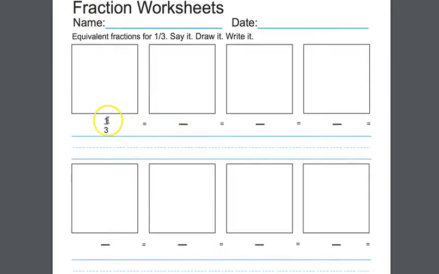So here, like say you want to do 1/3. Well, let's do equivalent fractions for 1/3. Well, put 3 lines on here, color in 1. What else could we do? What about 2 of 6? So put 6 lines here and color in 2, etc.